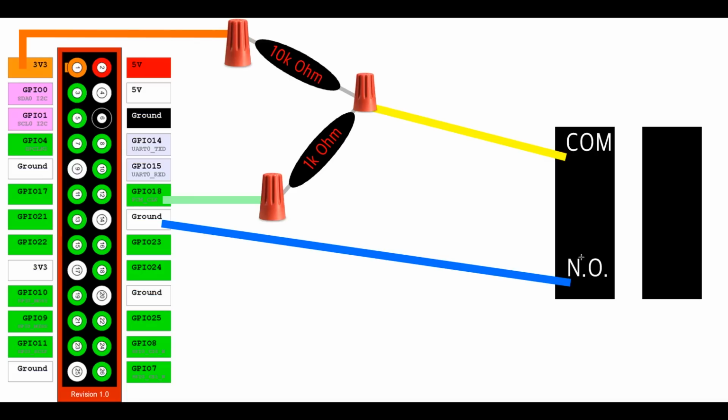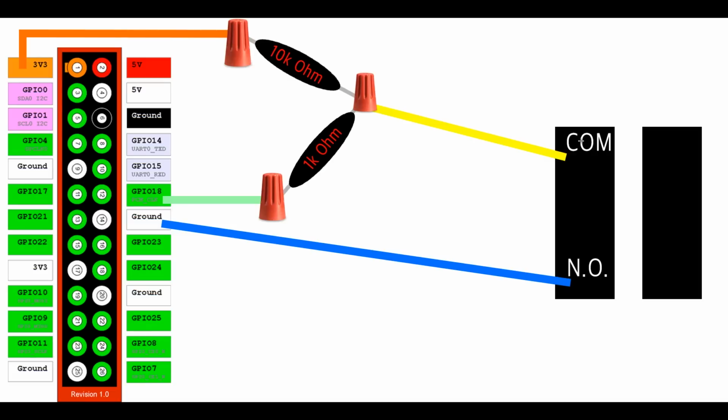So to connect the sensor to your Raspberry Pi, we have sort of complex wiring system. There are three connections on the actual sensor, but you only use two of them. You use a port called COM and another port called NO.